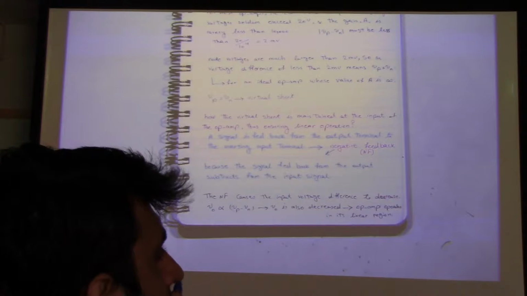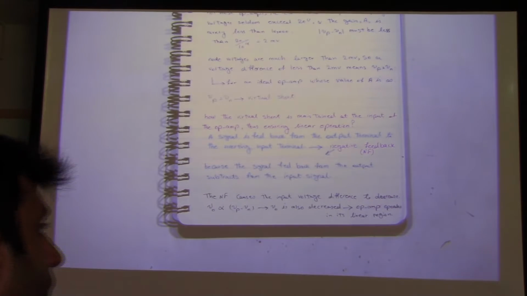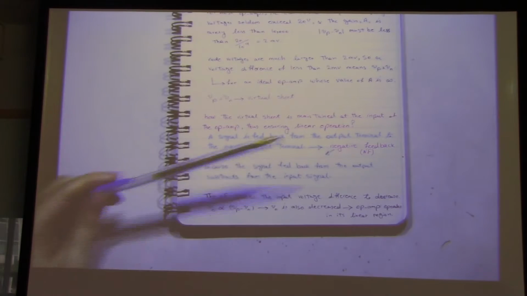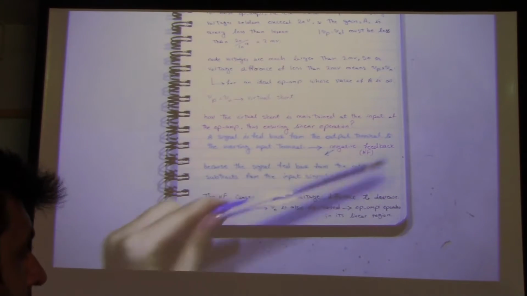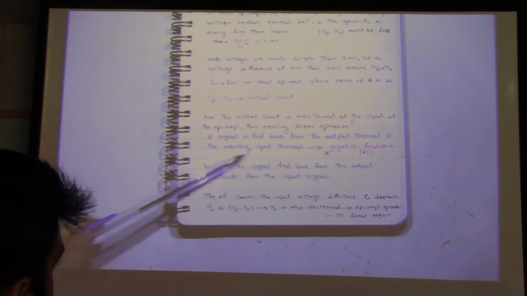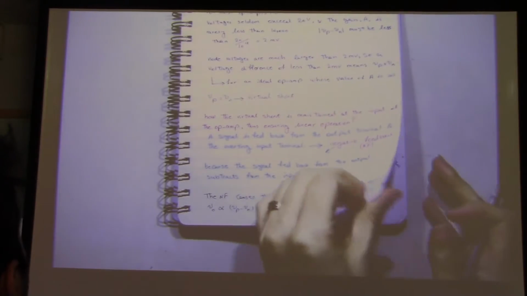But if you want to maintain the virtual short at the input of the op-amp, we have to have negative feedback from the output. That's why we connect this output to the inverting input, not to the non-inverting input. That's why we say that we have negative feedback at the op-amp. To the negative, yes.